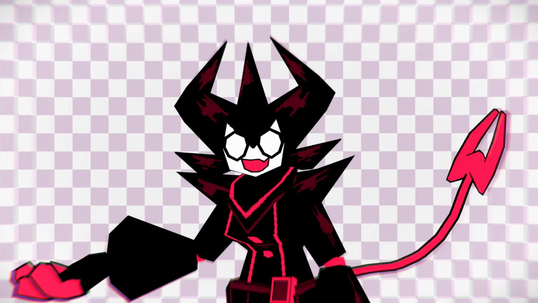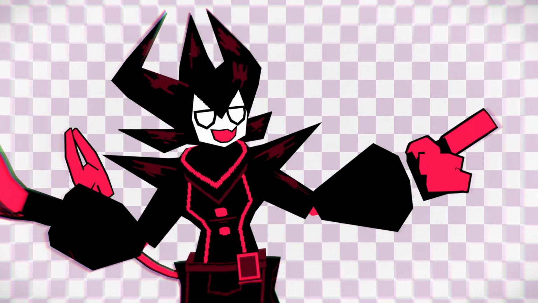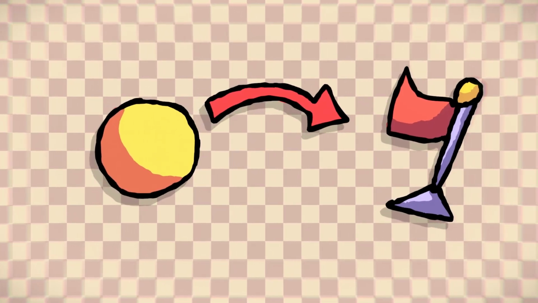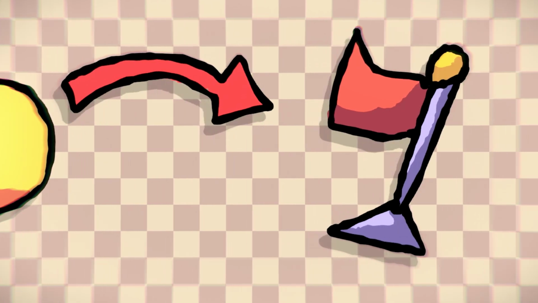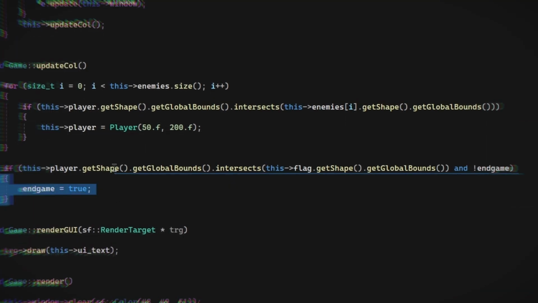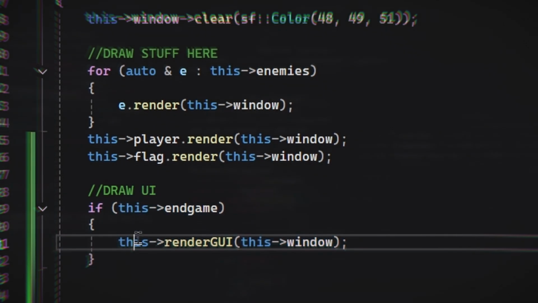This progress has been great. It's day 3 and I'm already getting the hang of C++. For this, here's what I've done this morning. First, I created a yellow circle that will resemble the flag. That doesn't really look like a flag because it's a circle. I don't know what I was thinking, but anyway, I made this code where if you touch it, it will call the endgame variable, which is a boolean, that will show a victory text and render it.